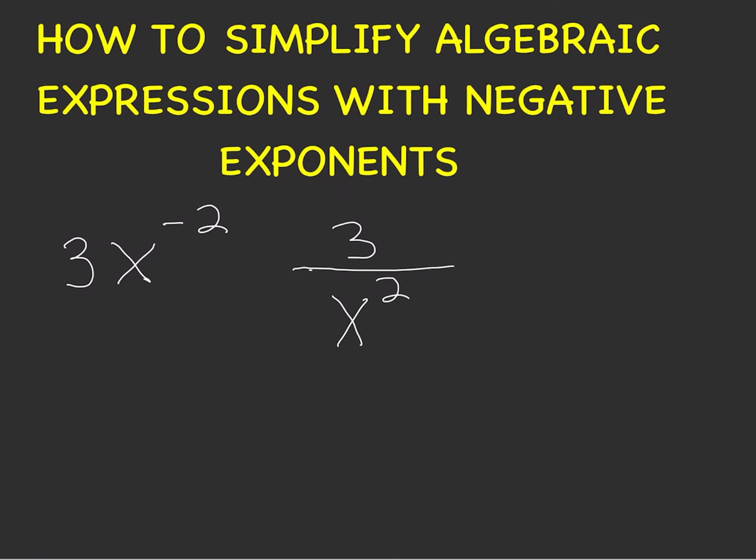So when you have a regular number like I did there, the 3x to the negative 2, the way we make the negative 2 positive is to put it below the 3 in what you would call a denominator.